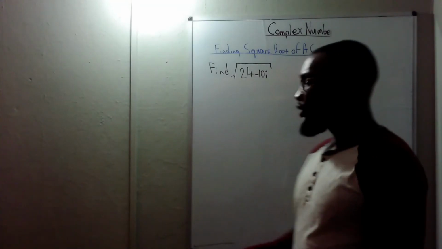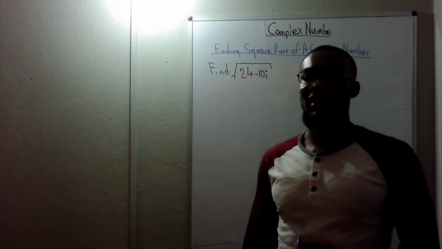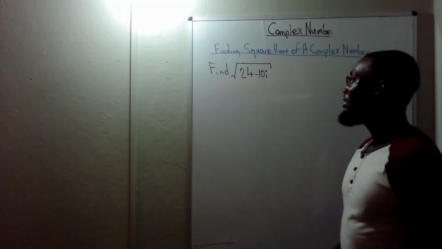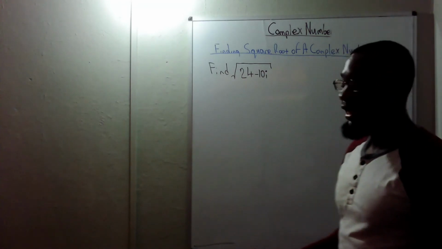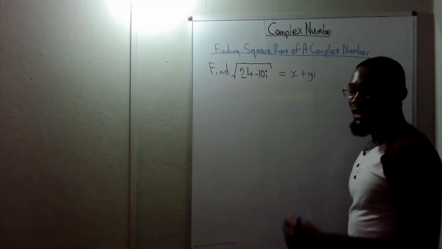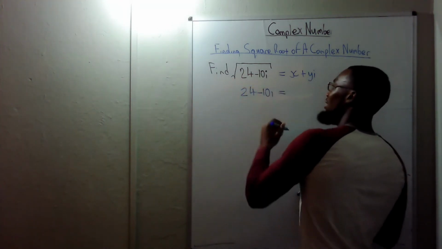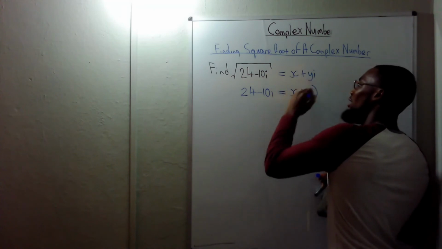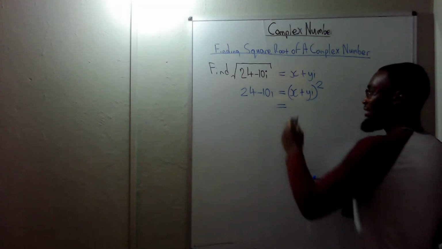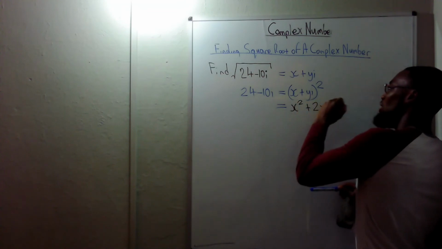Alright, now let's go ahead and work out this question together. So we need to work out the square root of 24 minus 10i. We need to square root that complex number. Now whenever we're square rooting a complex number, remember what we start with, we just call it equal to x plus yi. Easy. Then we square both sides. So we're going to get 24 minus 10i is equal to x plus yi all squared. Then you expand the right hand side. Expanding the right hand side, first term squared plus twice the product of the 2 plus second term squared.